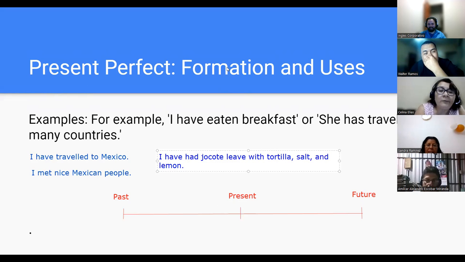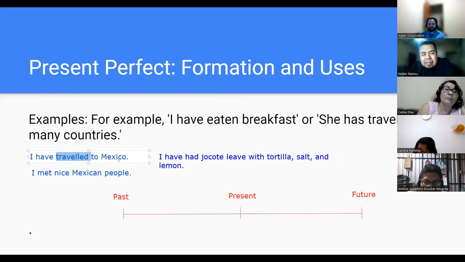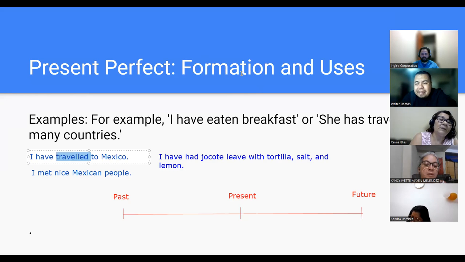Teacher, we can use have and had. Well, yes, but they're working in different ways, right? If you notice, I have traveled to Mexico. We're using have as an auxiliary, right? This is the auxiliary. The verb that follows afterwards is not an auxiliary. It's called what? It's a past participle. Exactly, right?